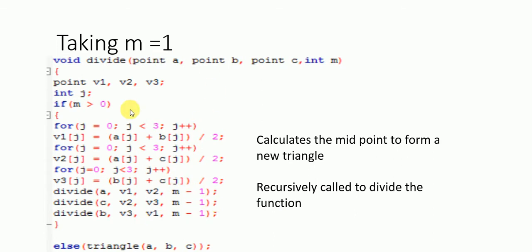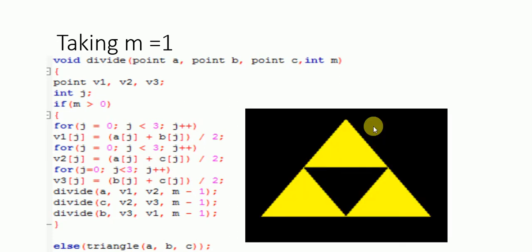It recursively divides and starts building step by step from the lower triangle. Now it calculates the midpoint to form the new triangle and recursively calls the divide function. Okay, so given the triangle, M is equal to 1. So this is how the triangle is built. Now how is it divided? How are we constructing it?